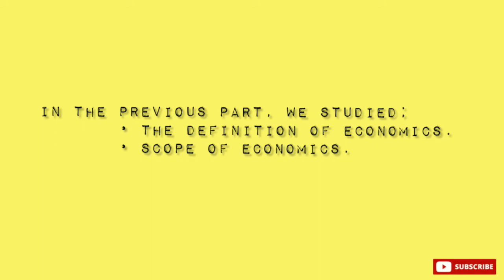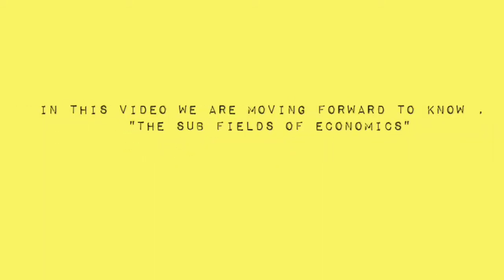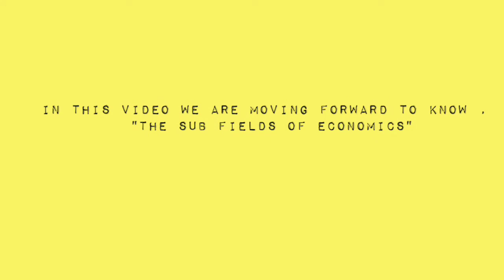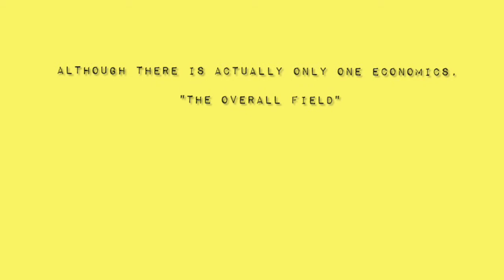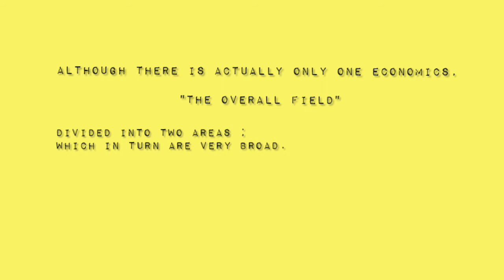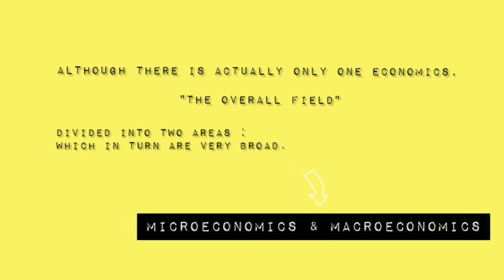In the previous part, we defined economics and studied its scope. In this video, we are moving forward to know the subfields of economics. Although there is actually only one economics, the overall field, it is divided into two areas which in turn are very broad: microeconomics and macroeconomics.